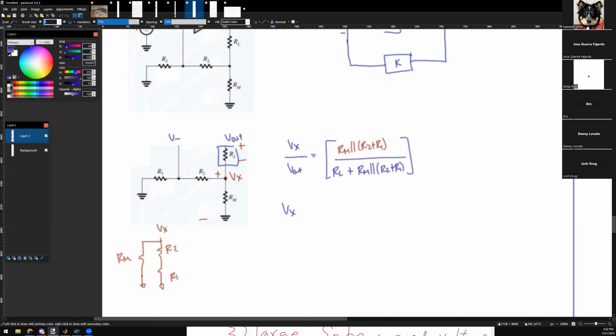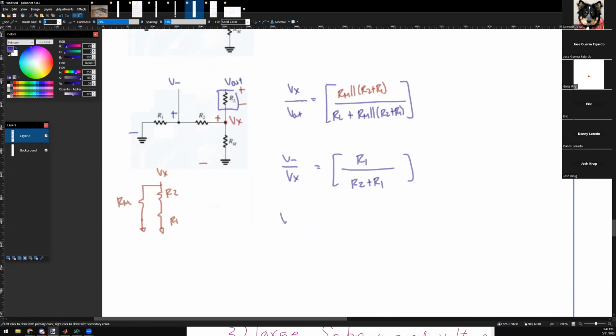Now I need to go from Vx to V minus. So now I exactly know the voltage Vx. How do I go from Vx to here? Well, that's just another voltage divider, and that's just R2 plus R1. And I'm measuring across which one? Across R1, to ground, because V minus is with respect to ground.